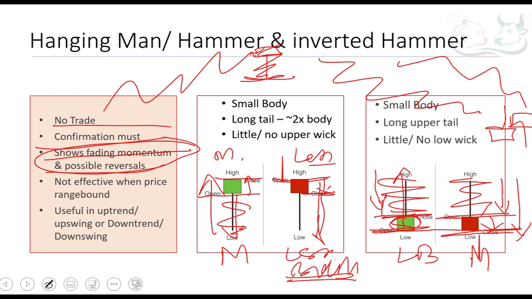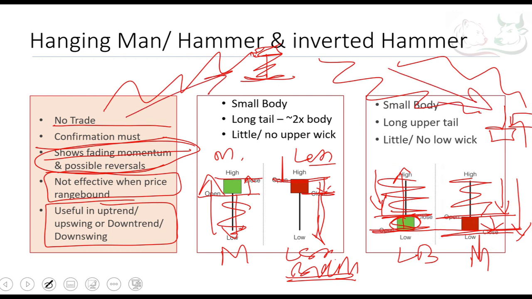So range bound, no, not that effective. So we ignore these things. As I said, it's more important in a downtrend or uptrend. All right. So we'll look at some of these formations on the chart as well, but along with another one, right?